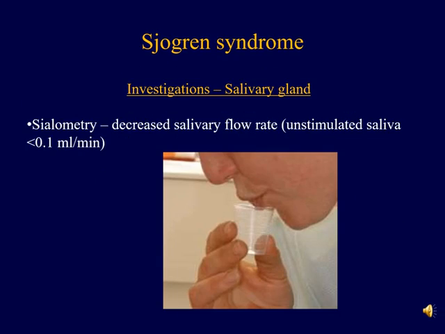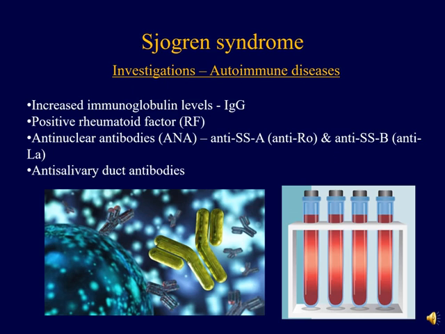The dysfunction of the salivary glands can be assessed by measuring the salivary flow rate. This is termed sialometry. In sialometry, obviously, due to the involvement of the salivary glands, the salivary flow rate will be decreased. Almost 83% of the patients with Sjogren syndrome, mostly primary Sjogren syndrome, are positive for antinuclear antibodies, which include anti-SSA and anti-SSB antibodies.